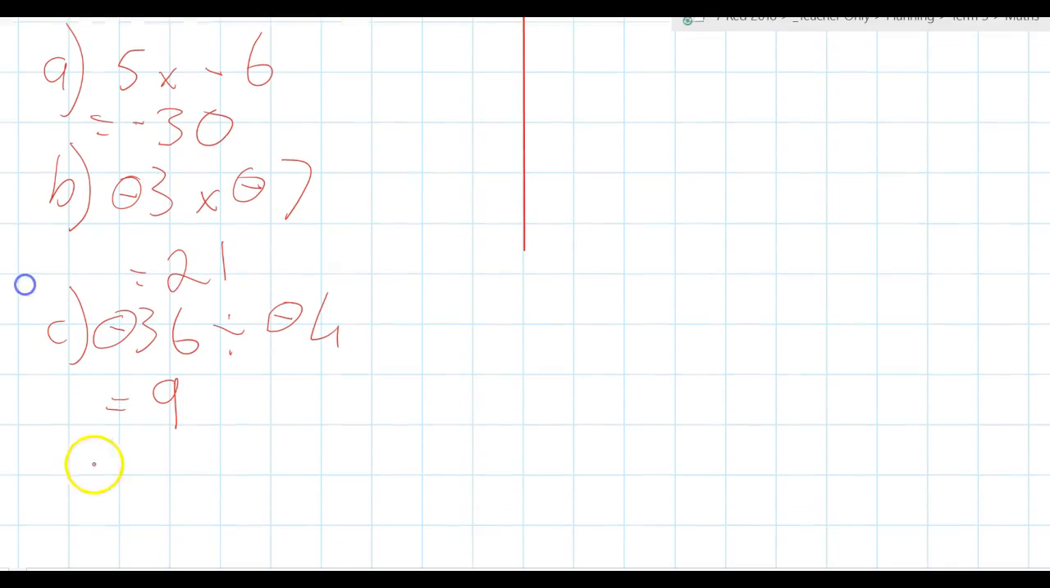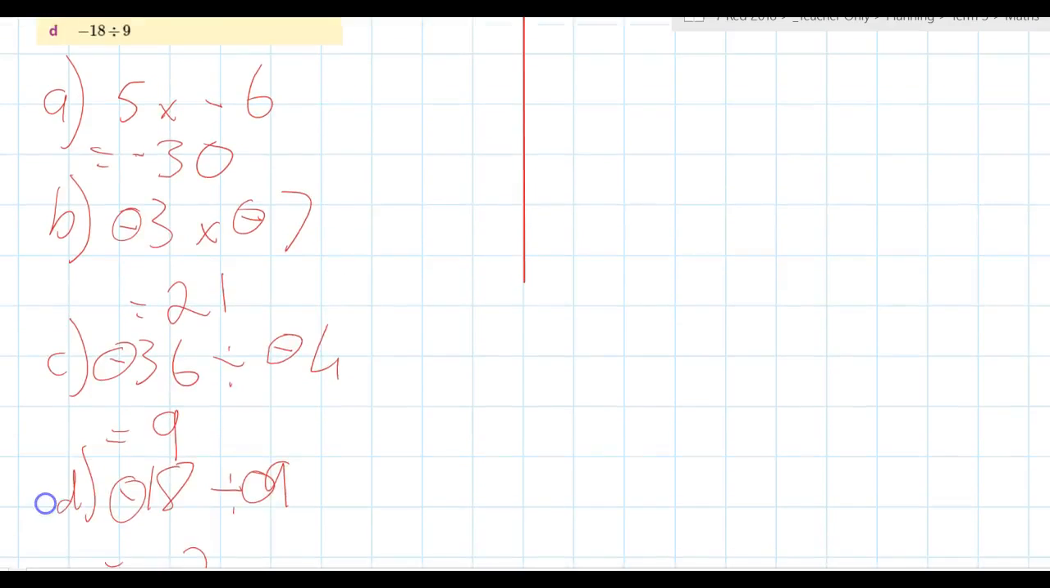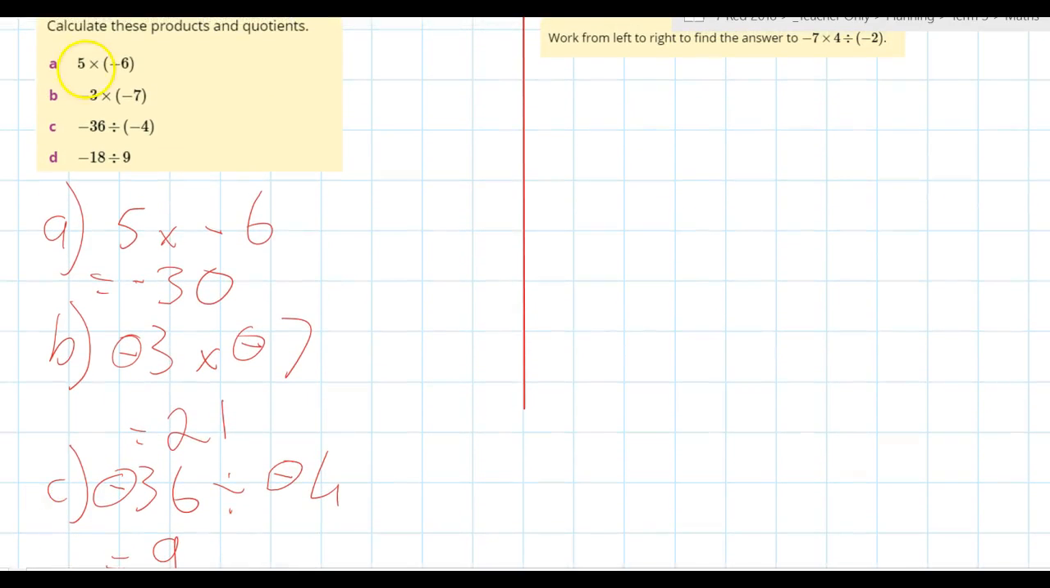And the last one here, D, negative 18 divided by 9. I have unlike symbols, so there's going to be a negative answer. 18 divided by 9 is 2, and because they are unlike symbols, it'll be a negative. So that's how you do those simple processes. Make sure you're looking at the numbers in each example, and then you're doing it from there.